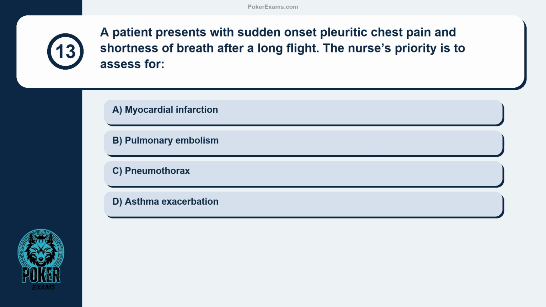Question 13. A patient presents with sudden onset pleuritic chest pain and shortness of breath after a long flight. The nurse's priority is to assess for myocardial infarction, pulmonary embolism, pneumothorax, asthma exacerbation.